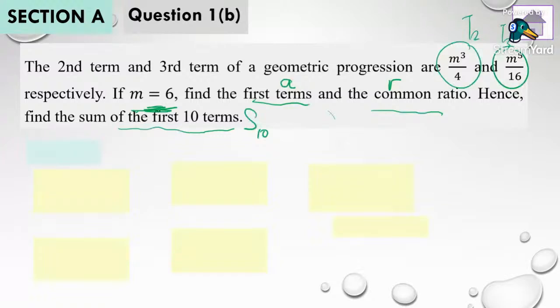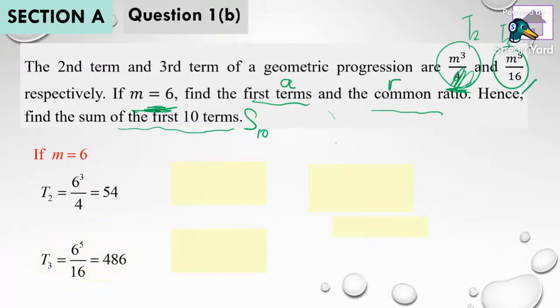So how do we get the answer, guys and girls? No matter how confused you are at this moment, let us slowly interpret the information that we know to do calculation as a start. If we know m equals 6, therefore I know T2 is actually 6 to the power of 3 over 4, where this is the T2 according to my question. And this is the T3. So T3, by calculation, I got is 486.